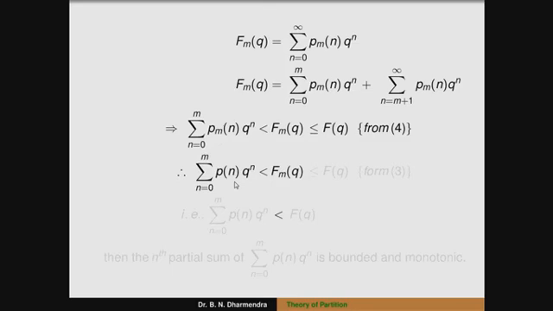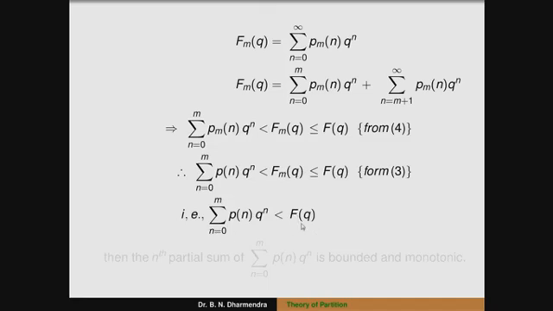That is also less than or equal to f_m(q), that is also less than or equal to f(q). That means we are not connecting the series here, that is an inequality, that is from equation 3. So it can be written as the sum from 0 to m of p(n) q to the power of n is less than f(q). What is f(q)? f(q) is free from m, and the nth partial sum of the series is bounded above.